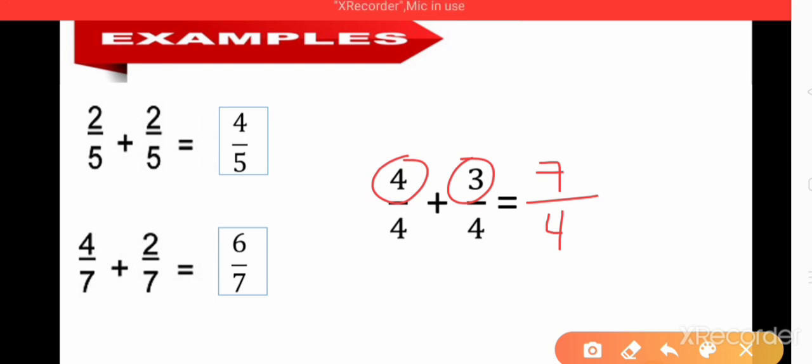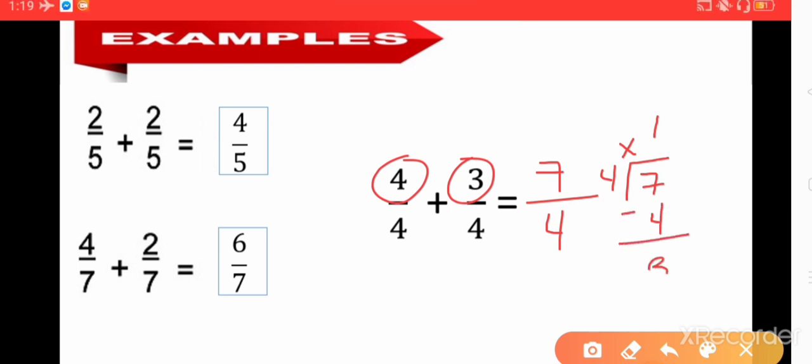So, ang kailangan natin gawin is i-divide sila. So, 7 divided by 4. Ilang 4 magagawa sa 7? Isa. Then, i-multiply natin yung 1 kay 4. So, 1 times 4 will give you 4. Then, 7 minus 4 will give you 3.